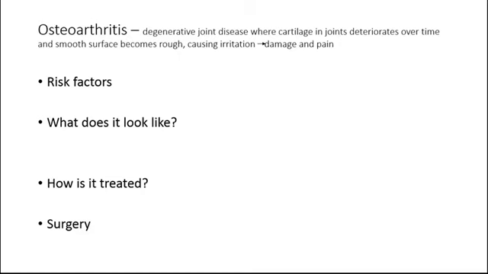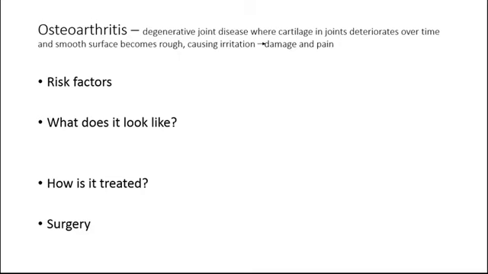Well, obesity is a major risk factor. So obesity, joint stress, strain over time, a joint injury, could be heredity, and of course age. As we get older, the more wear and tear on our joints, we're going to have some osteoarthritis.